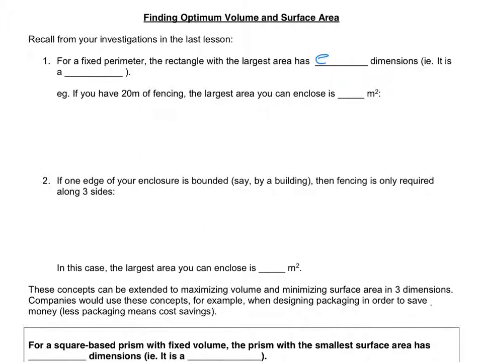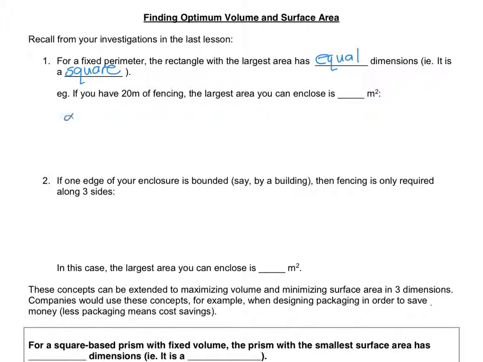dimensions. So in other words, it is a square. So for example, if we had 20 meters of fencing and we were going to arrange that fencing into some sort of rectangular fashion, there's lots of different ways we could do that. But if we wanted the largest area, we would need to construct that fencing into a square.